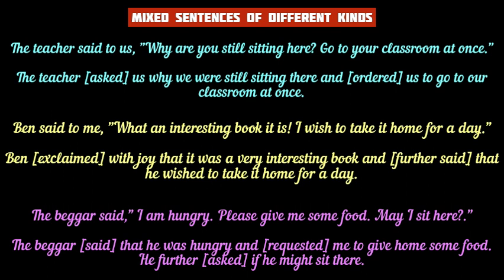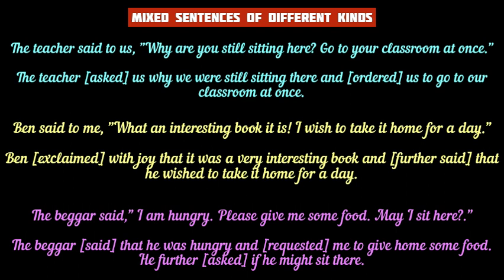In the last example, there are three different kinds of sentences in the direct quoted speech. The first sentence, "I am hungry" is an assertive sentence, and then "please give me some food" is an imperative sentence, and the last, "may I sit here" is an interrogative sentence. So we have to use three different reporting verbs appropriate for each of them in the indirect narration. Said for the first assertive sentence, requested for the imperative sentence, and asked for the interrogative sentence.